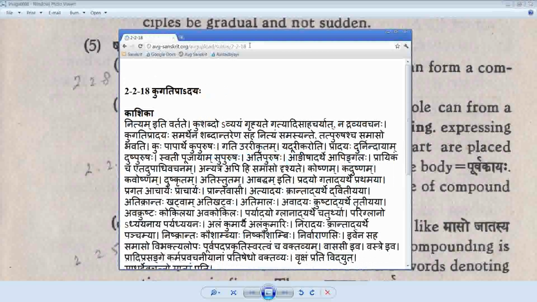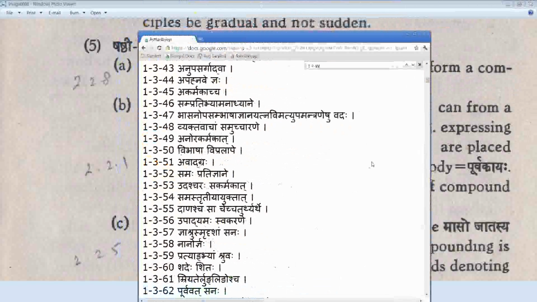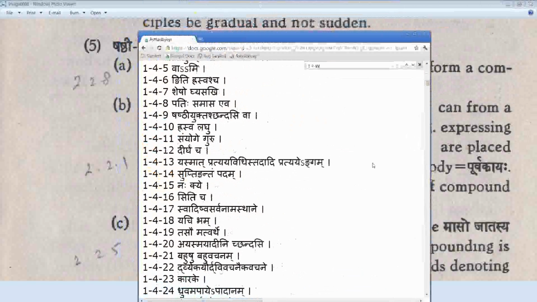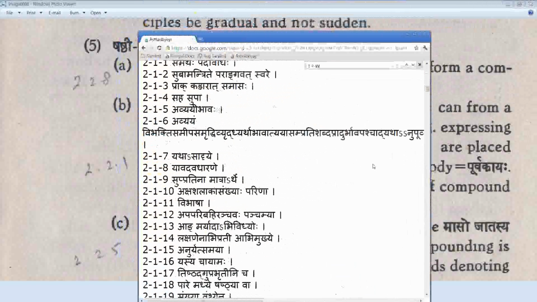And then, I'm sorry, I'm on the wrong page. 2-2-1. So 2-2-1, we got those four. And then by 2-2-2, we got Ardham with a condition. It has to be Klivam, Ardham Napunsakam. That we got that also.